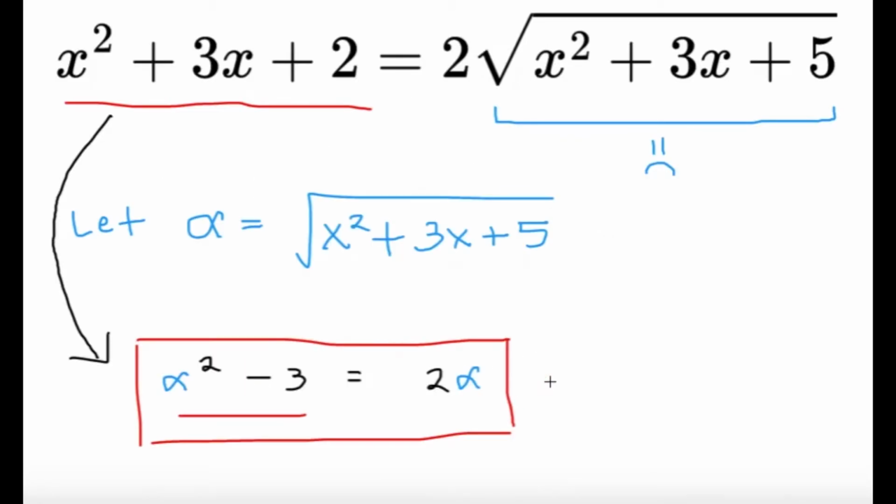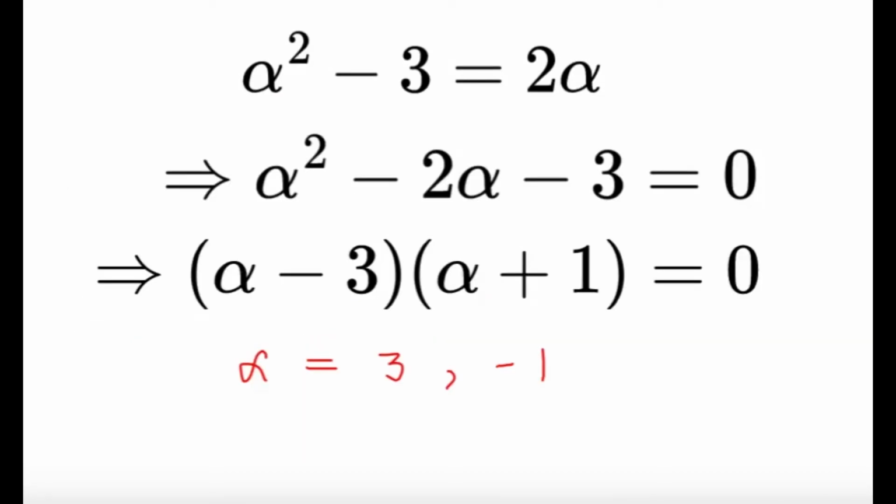Now let's go back here for a while, because alpha here is the square root of x squared plus 3x plus 5. Now it is known that a square root function can only be non-negative, so the square root of anything is at least 0. So since the square root of anything is at least 0, alpha over here cannot be negative 1, because negative 1 is negative. So we just take alpha equals 3 then.